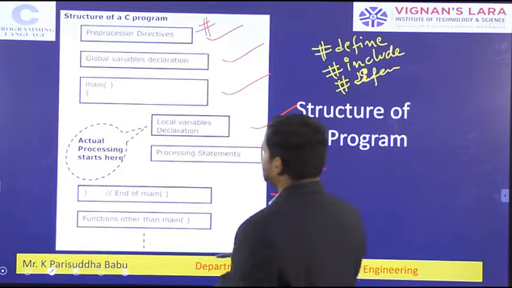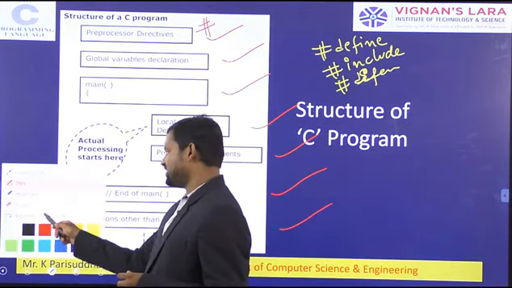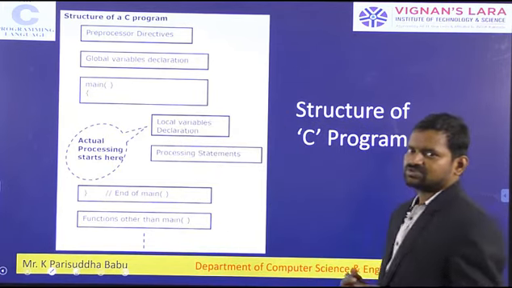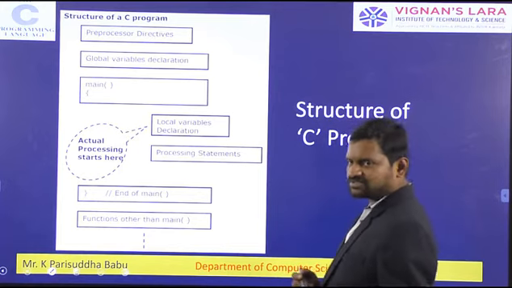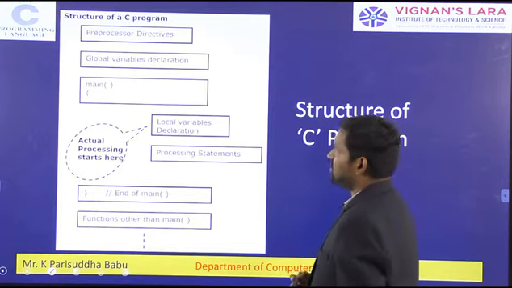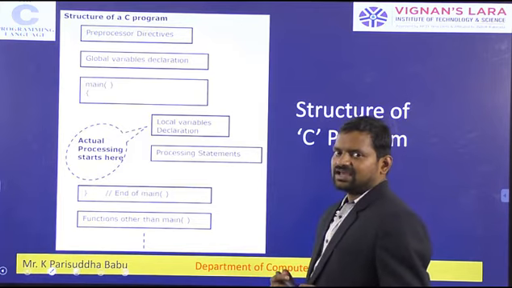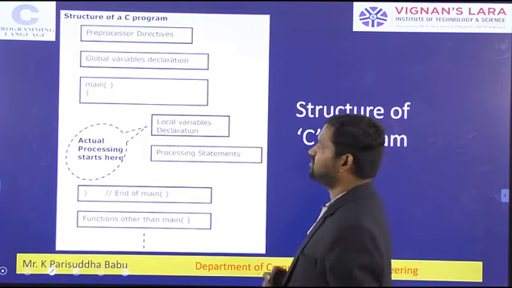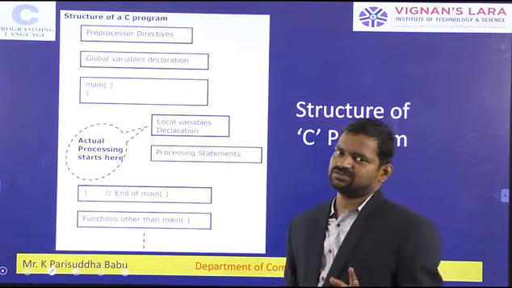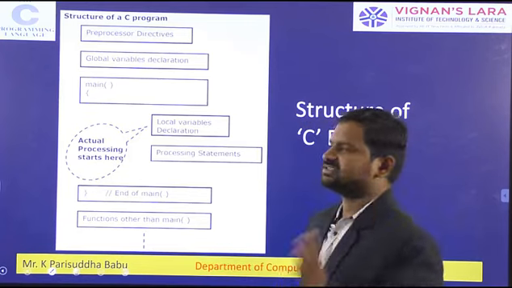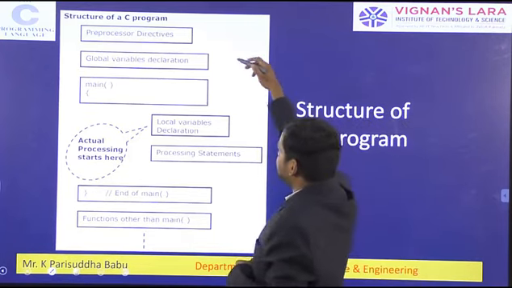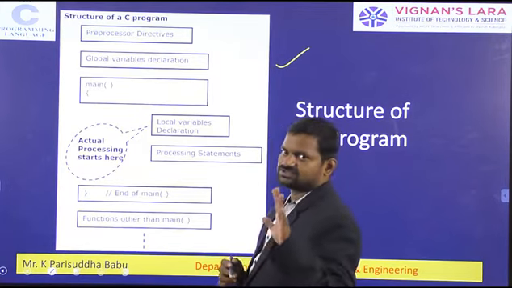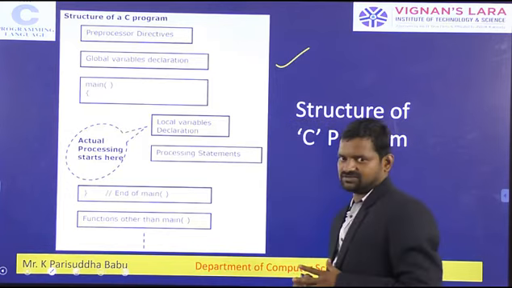After the preprocessor directives, you have to use the global variable declaration. What is a global variable declaration? If you want to declare a variable at the beginning of your program, you can use that global variable in any of your functions. It is just a variable declaration, declared globally. After that we have to write the main function.